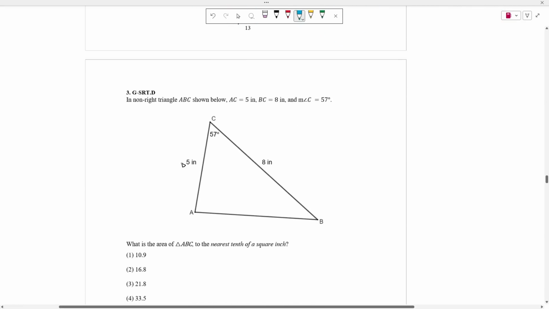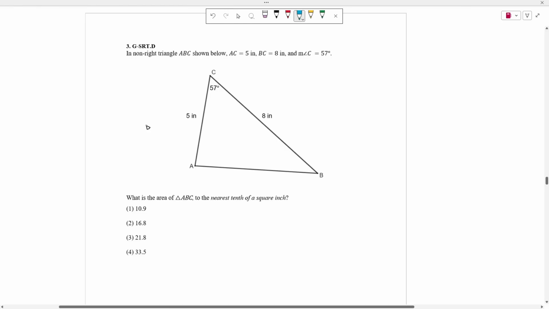All right, moving on to number 3, it says in a non-right triangle ABC, shown below, AC is equal to 5, BC is equal to 8, and the measure of angle C is equal to 57 degrees. They want us to find the area.